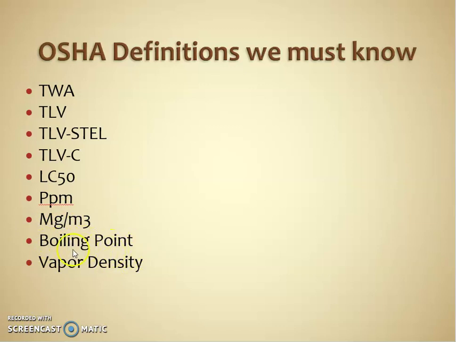Then we have some other terms such as boiling point, that is at which temperature a substance will go from a liquid state of matter to a gaseous state of matter. Then you have vapor density, that is whether a substance is heavier or lighter than air. That will give you information as to where to find a given gas. Usually substances that have a high vapor density would be near the ground since they're heavier than air. And the opposite is also true.